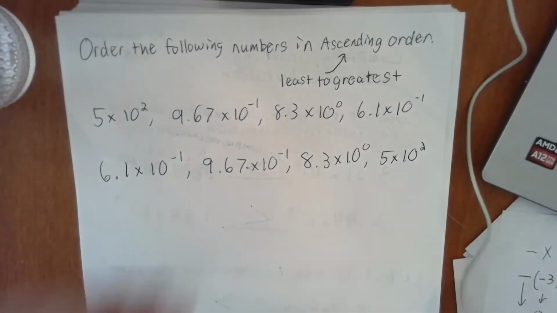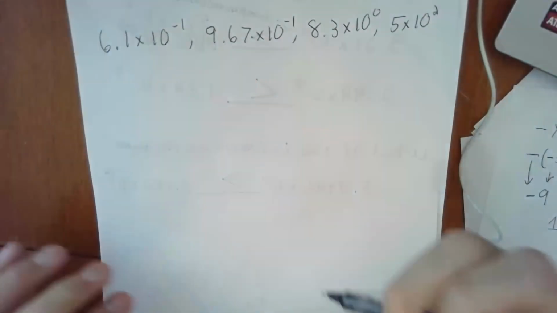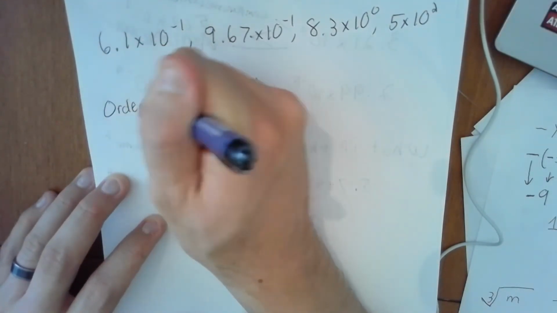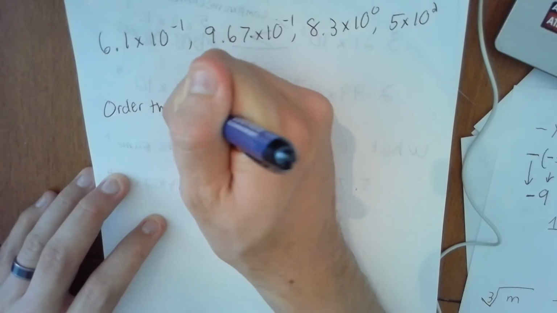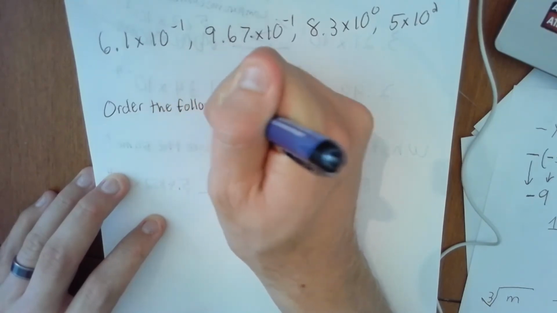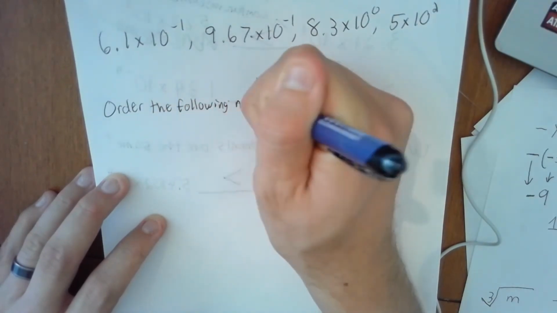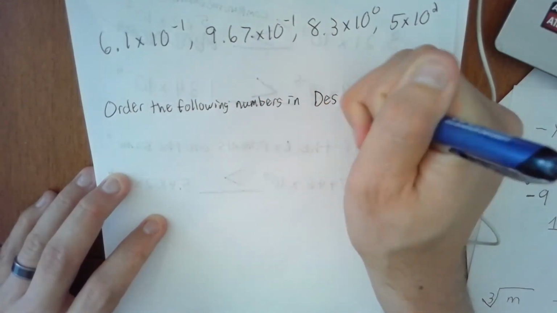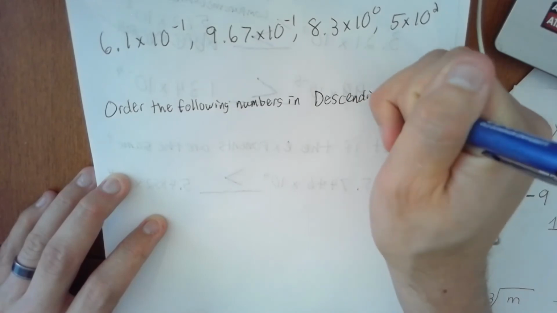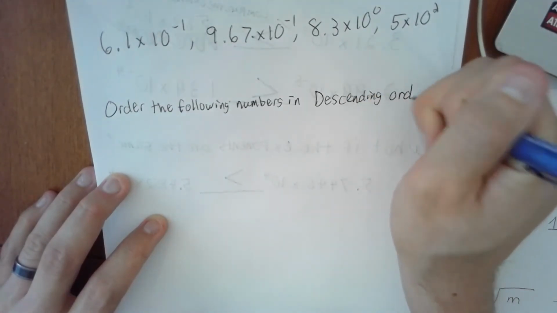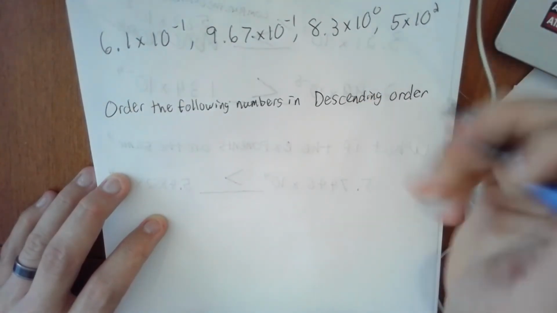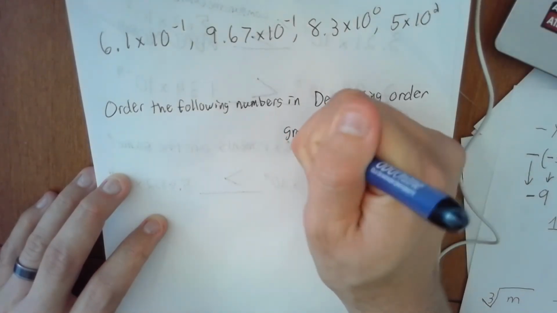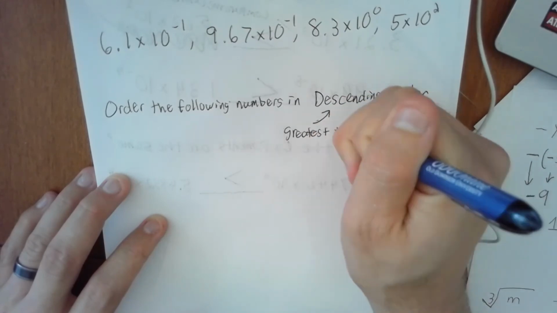All right, one final one. So now we need to order the following, running out of ink, numbers in descending order. Well, descending is the opposite of ascending. It's greatest to least.